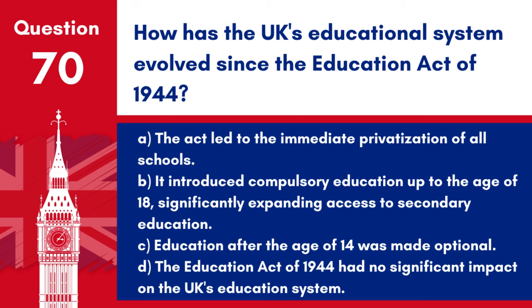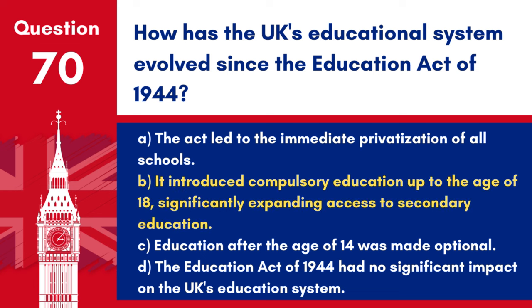Question 70. How has the UK's educational system evolved since the Education Act of 1944? A. The Act led to the immediate privatisation of all schools. B. It introduced compulsory education up to the age of 18, significantly expanding access to secondary education. C. Education after the age of 14 was made optional. D. The Education Act of 1944 had no significant impact on the UK's education system.